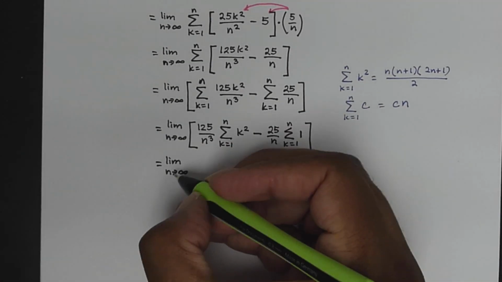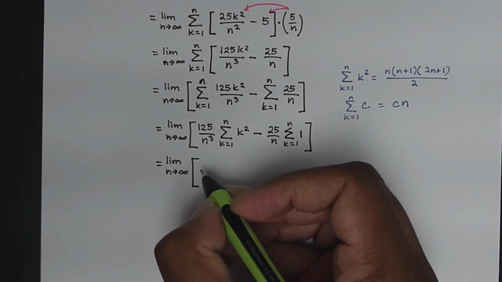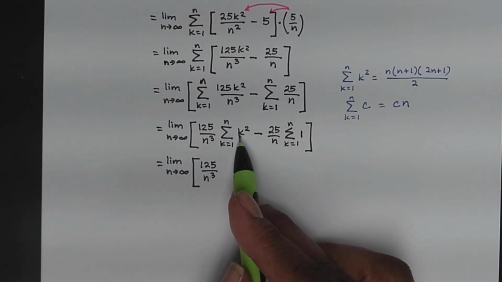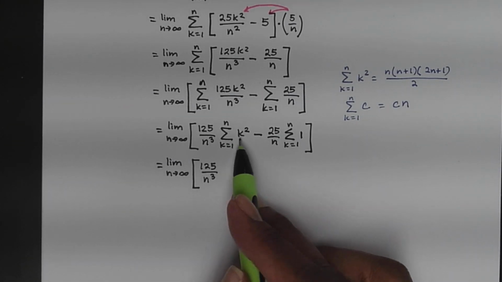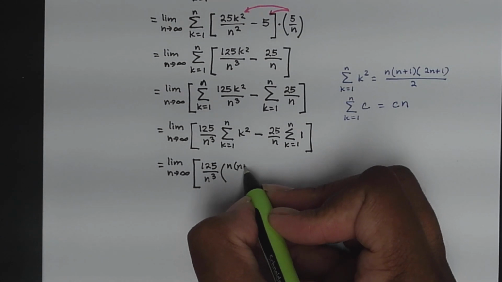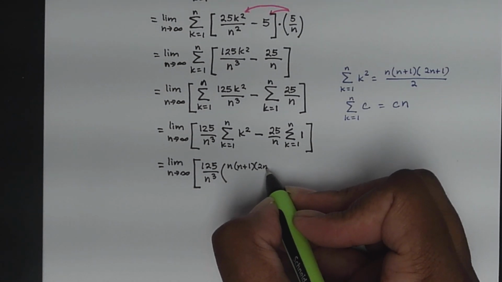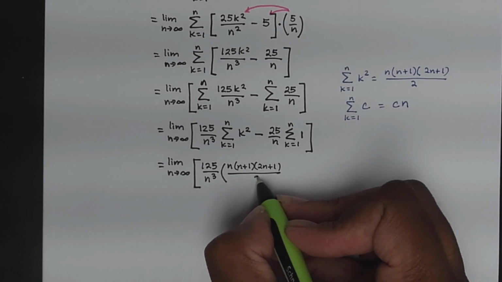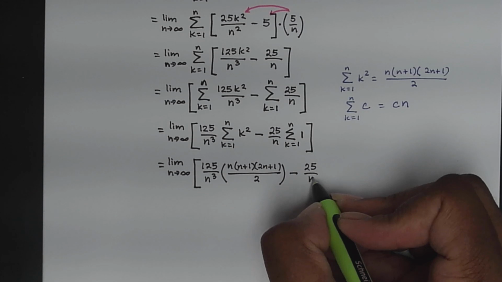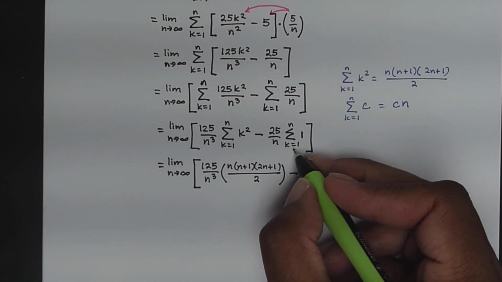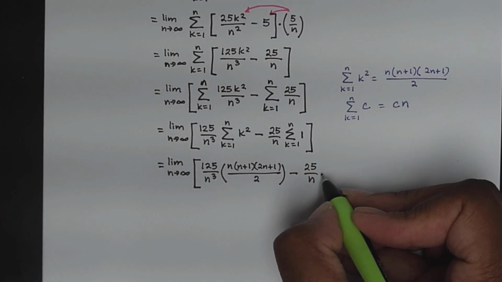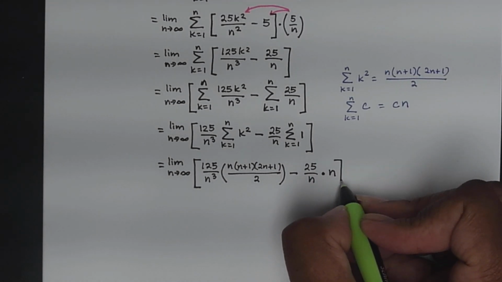Limit as n approaches infinity of, I'm going to bring down that 125 over n cubed, and replace the summation from k equals 1 to n of k squared with this right here: n times the quantity n plus 1 times the quantity 2n plus 1, all that over 6. Then minus, bring over that 25 over n, the summation for k equaling from 1 to n of 1. I'm going to use this rule right here, 1 times whatever n is. But 1 times n is n.